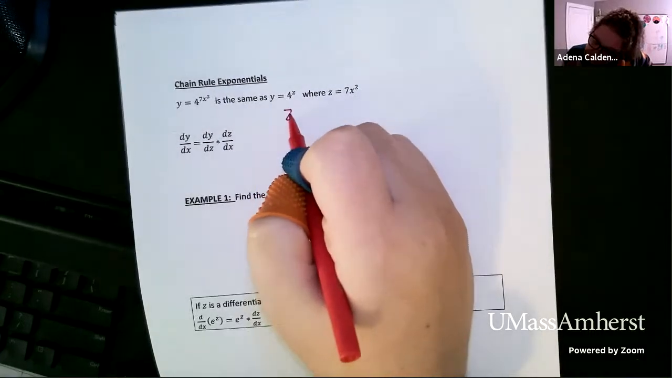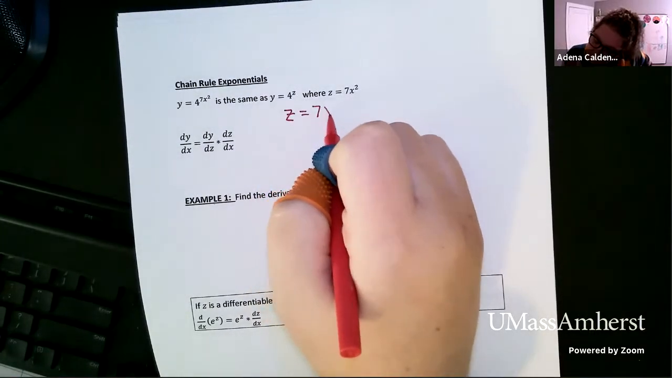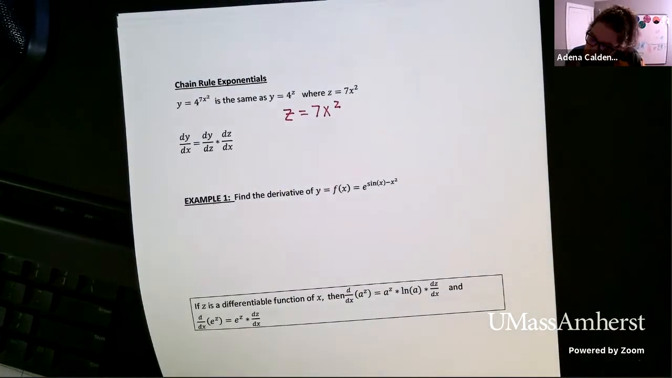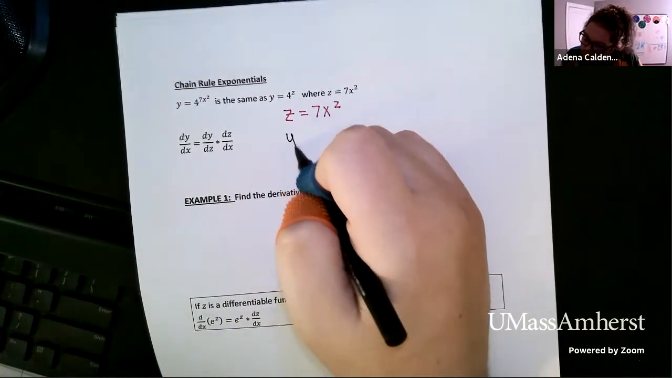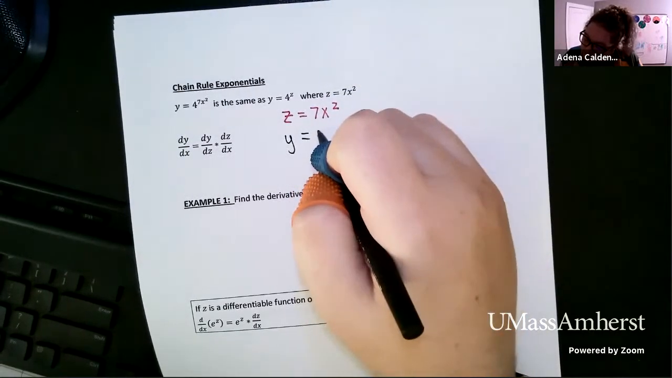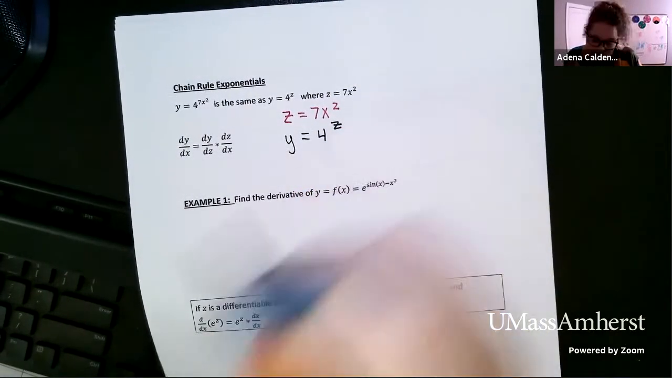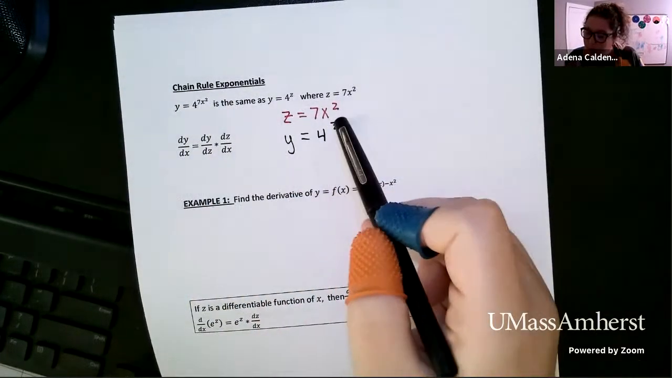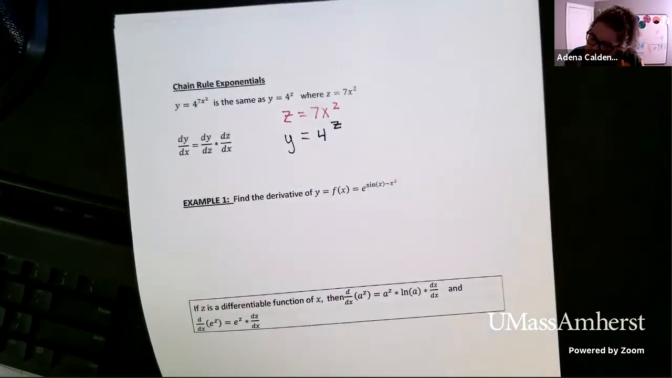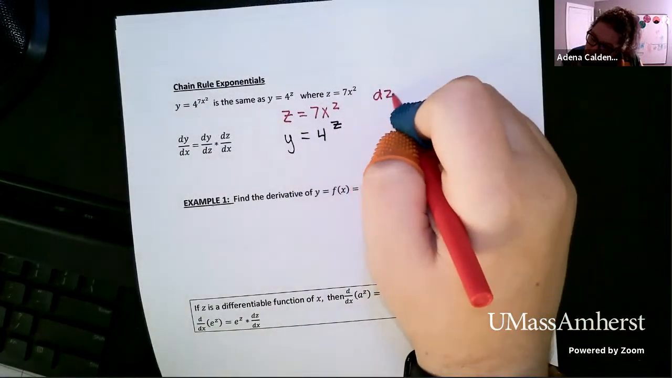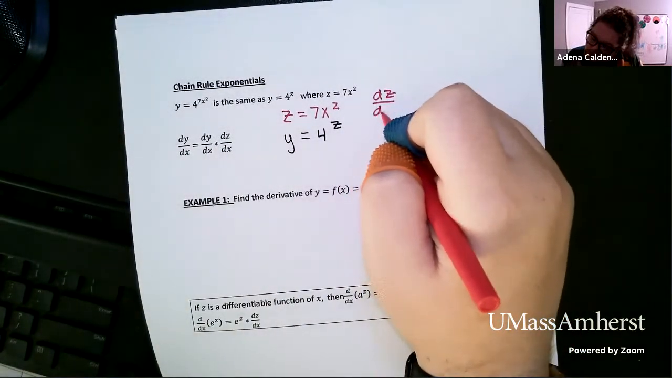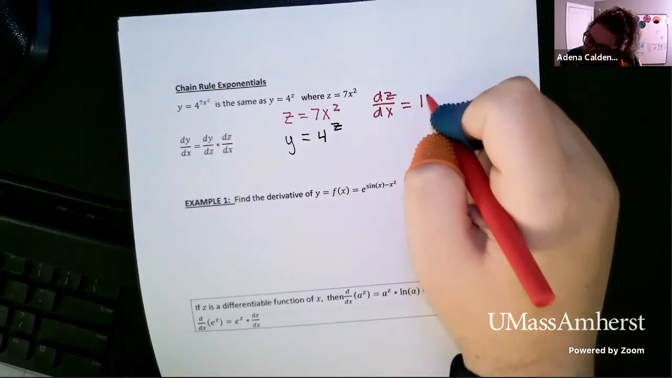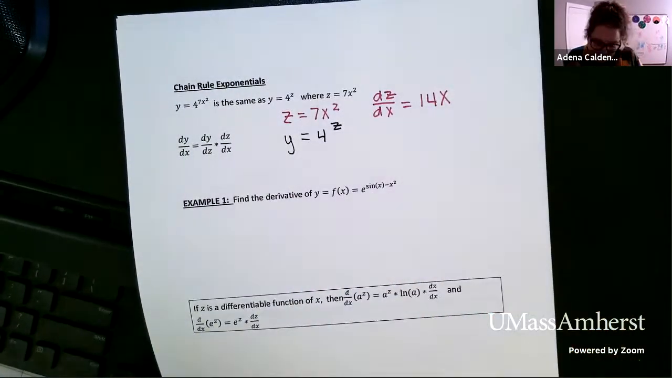So here, if we have z equals 7x squared, then our y would be 4 to the z, right? Because we said that z is whatever's up in the power. So then we substitute in what the z was. Now we want to find each of their respective derivatives. So the derivative of 7x squared is 14x.